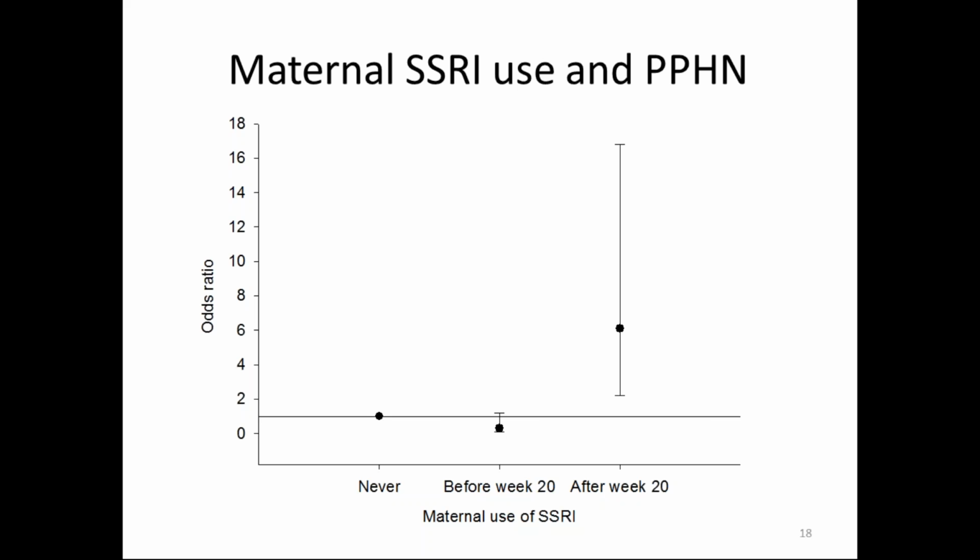So I'm an epidemiologist, right? So they're looking at their point estimate, which is like 5. Their confidence bound is going from 2 to 16, right? So the odds of PPHN for women who use SSRIs after week 20 are likely somewhere between 2 and 16-fold higher. Okay, so that's still pretty substantial, even if it's just 2-fold.